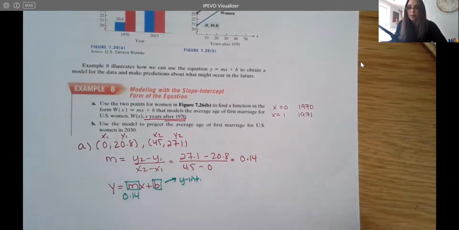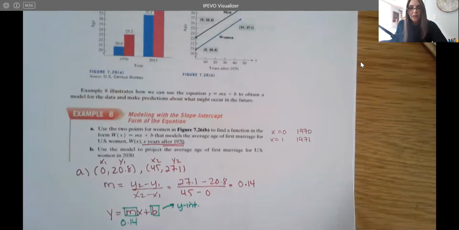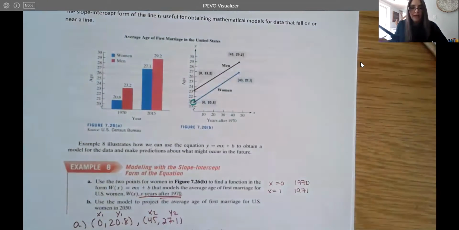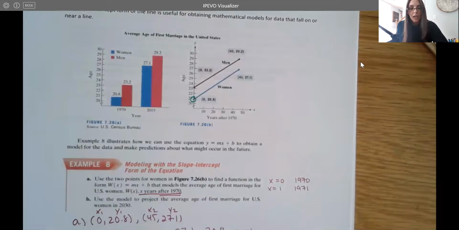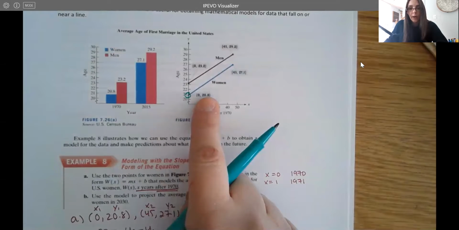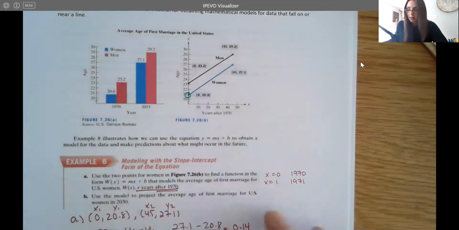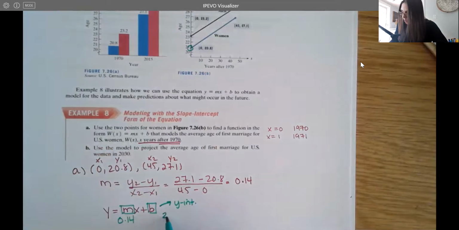So if I look back on my graph here, my y-intercept for women is this point right here, right? Isn't that where it crosses the y-axis? So my y-intercept is that 20.8. Your y-intercept always has an x value of 0. So we can pick that right out here, and it's 20.8.